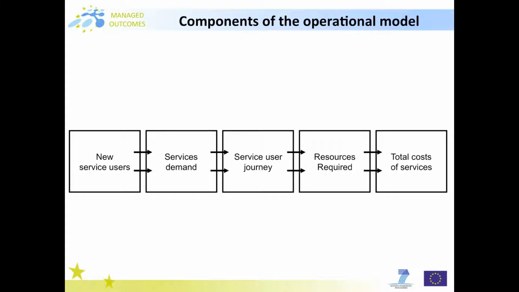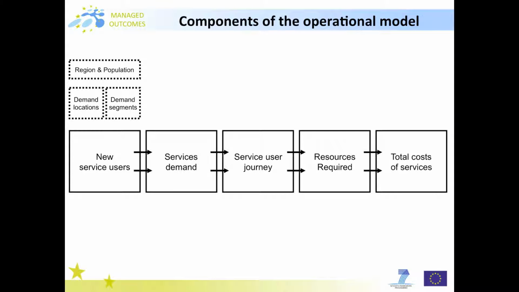We describe the demand for services arising from a region with its population in the form of demand locations and demand segments. Demand locations allows for distinguishing different levels of demand in the areas in the region. Demand segments allows for distinguishing between different service requirements arising from subgroups in the target population, for instance the demand for prevention or demand for treatment.